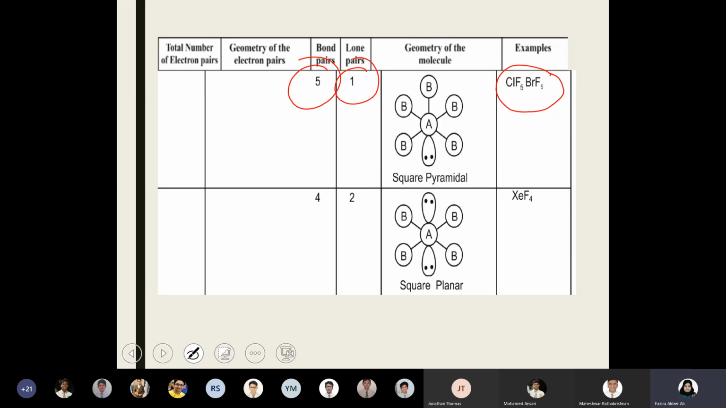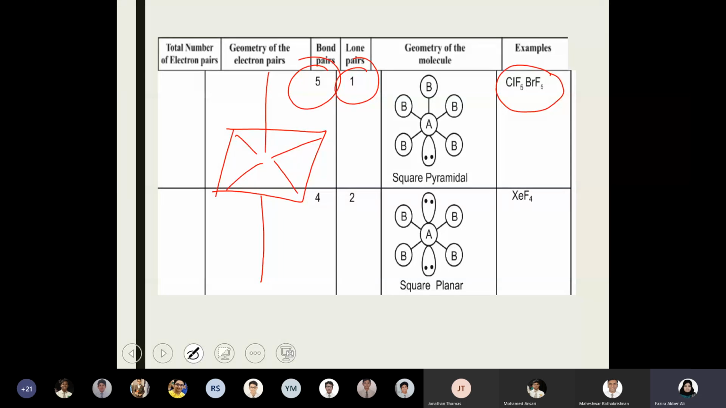Octahedral arrangement will look like a square bipyramid, like a square at the center, and you have a bipyramidal arrangement. We call it an octahedral arrangement. We don't use square bipyramidal. So out of all the 6 positions, one of them is a lone pair because 5 plus 1 is the distribution, 5 bond pairs and 1 lone pair.